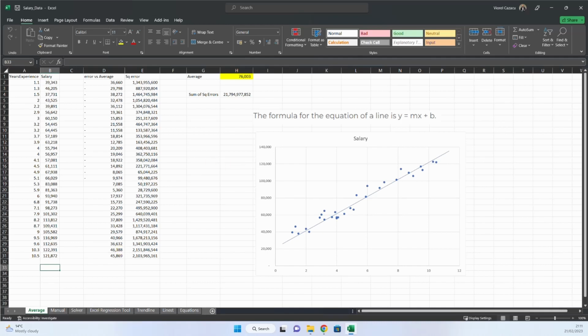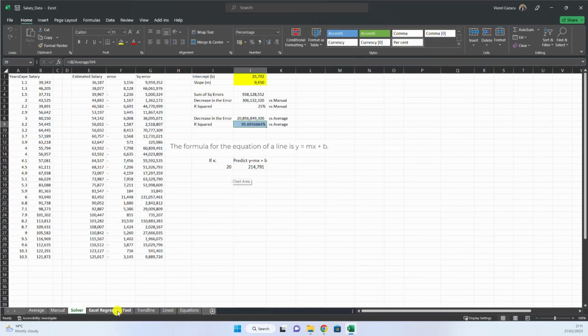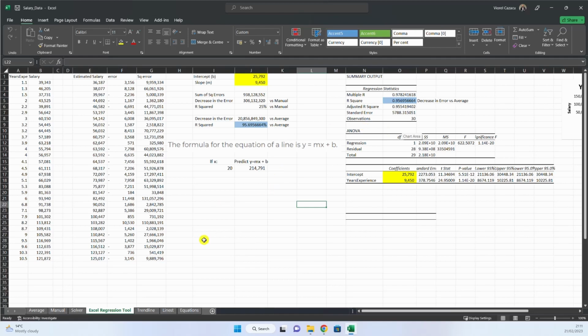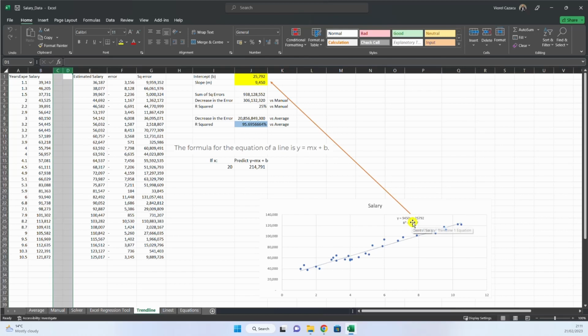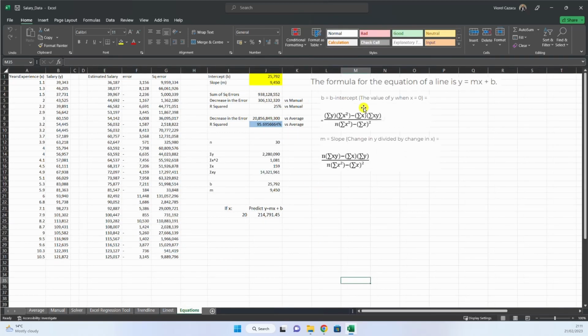Hi everyone, this is VRL and today we will learn to do linear regression in Excel with 6 different methods. First, we will do manual linear regression, then we will use solver, then we will use the regression tool in Excel in data analysis toolpack, then we will use the trend line in Excel graphic, and we will use LINEST formula. And the sixth method, we will use the mathematical equation to solve our problem. Let's get started.